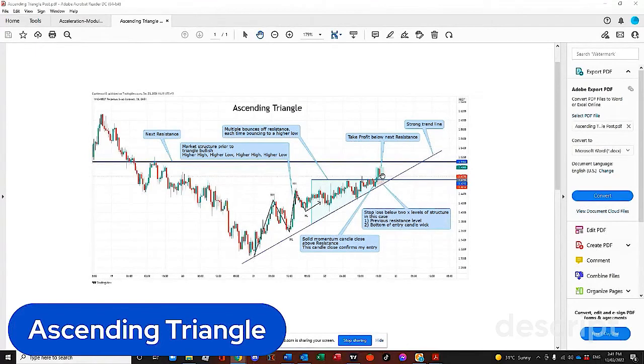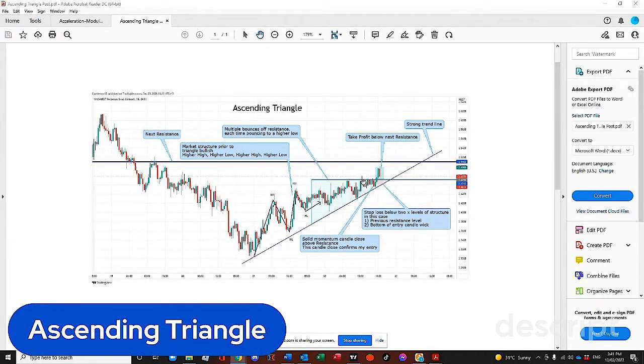Now, my take profit is below the next resistance. And here you can see I haven't been greedy. I've gone for my 2-to-1 trade. Now, I'll have all this set up and I'm just waiting on one thing, and that one thing is this candle. I want to see a bullish momentum candle break through that resistance line. So I want to see that there is strong momentum there.